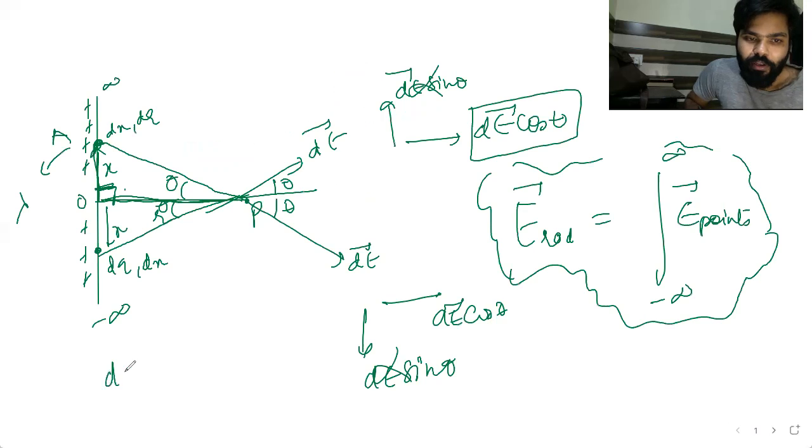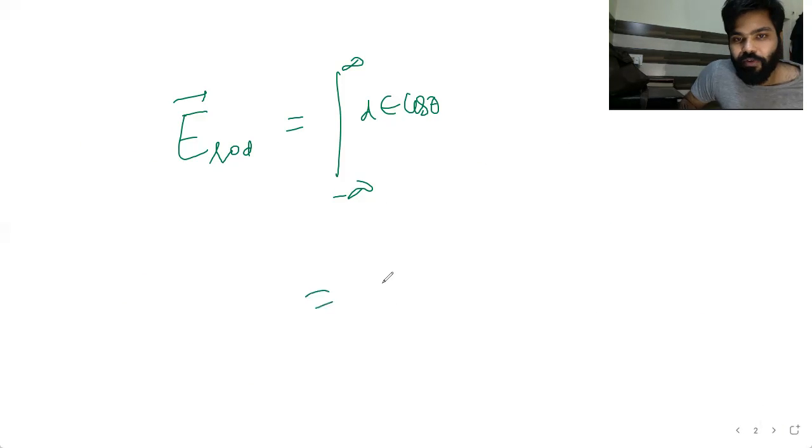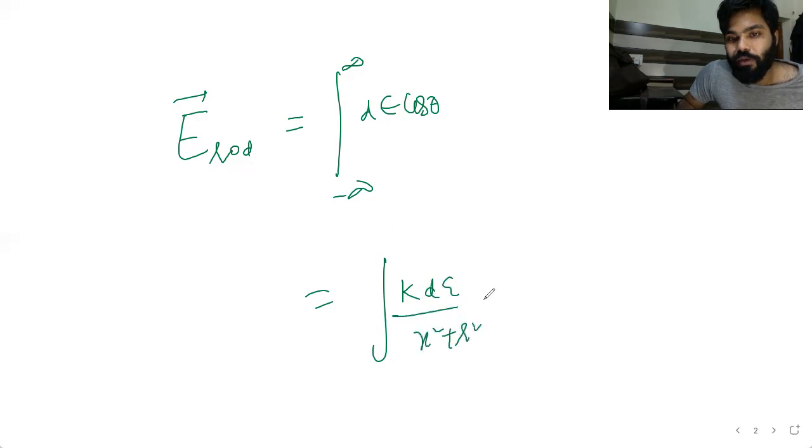You can find the value of dE. The value of dE is going to be k times charge dq over distance squared. If this is x and this is r, the distance AP is going to be under root of r square plus x square. When you square, you will cancel the root, and you are left with r square plus x square. Now put the value of dE: k times dq over x square plus r square, cos theta, from minus infinity to infinity. You have to integrate to get the electric field of the rod.